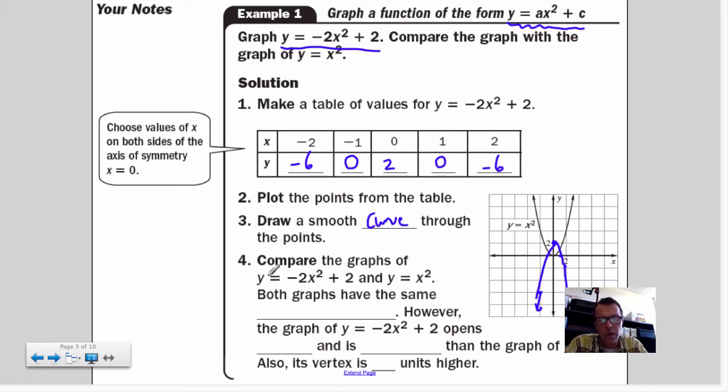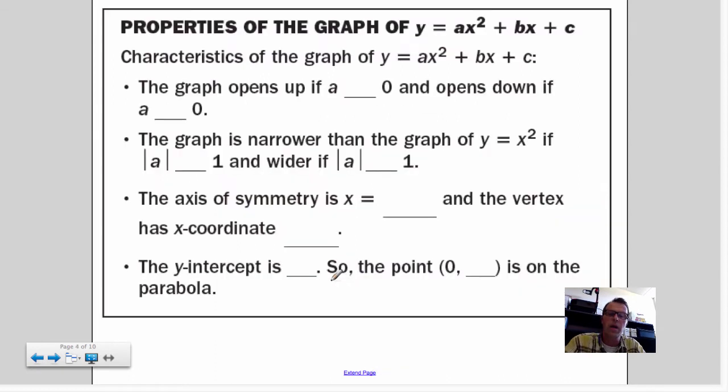And if you compare the graphs, they both have the same axis of symmetry, right? And that's actually x equal to 0. However, notice that this graph, negative 2x squared plus 2, opens down, right? And is narrower. We felt the same thing with the absolute value function when you put a number like 2 in front of the absolute value of x. It makes it narrower. And the vertex is 2 units higher. So the plus 2 in the equation shifted the parabola up 2.